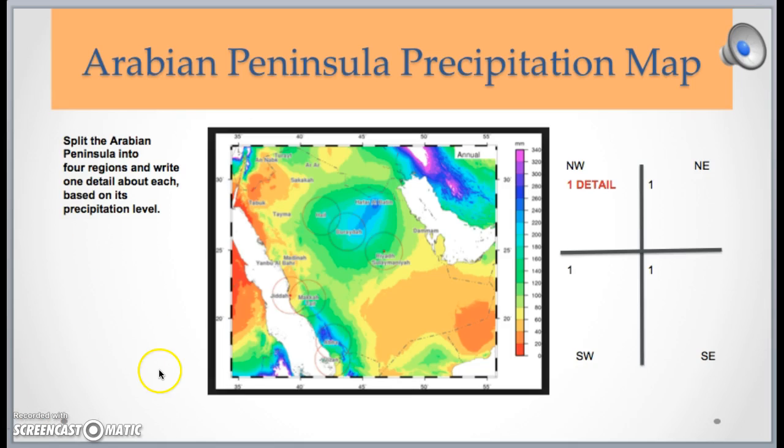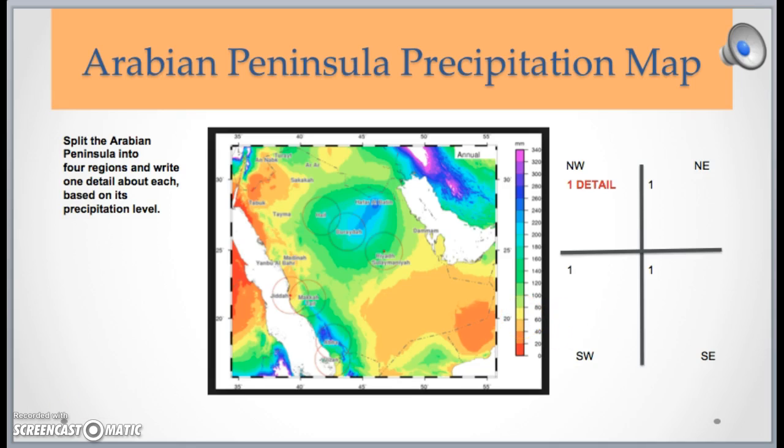Next, we'll move on to annotating this precipitation map. You need to split the Arabian Peninsula into 4 regions: northwest, northeast, southwest, southeast. And then you're going to give me one detail about that region based on what you see here on the map and reading or interpreting the precipitation scale here.